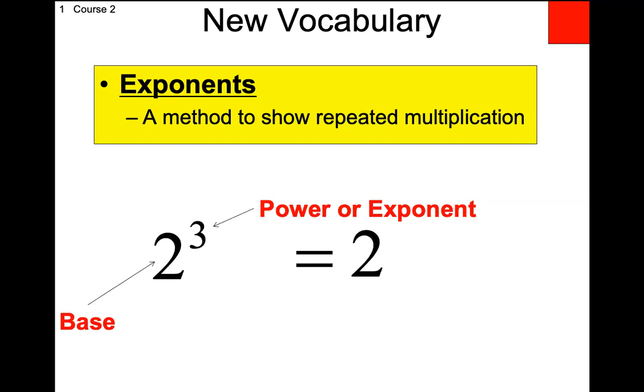But yes, it is the base written that many times. So the answer is 222? No. What do I got to do? 2 times 2 times 2. I got to put multiplication symbols between.